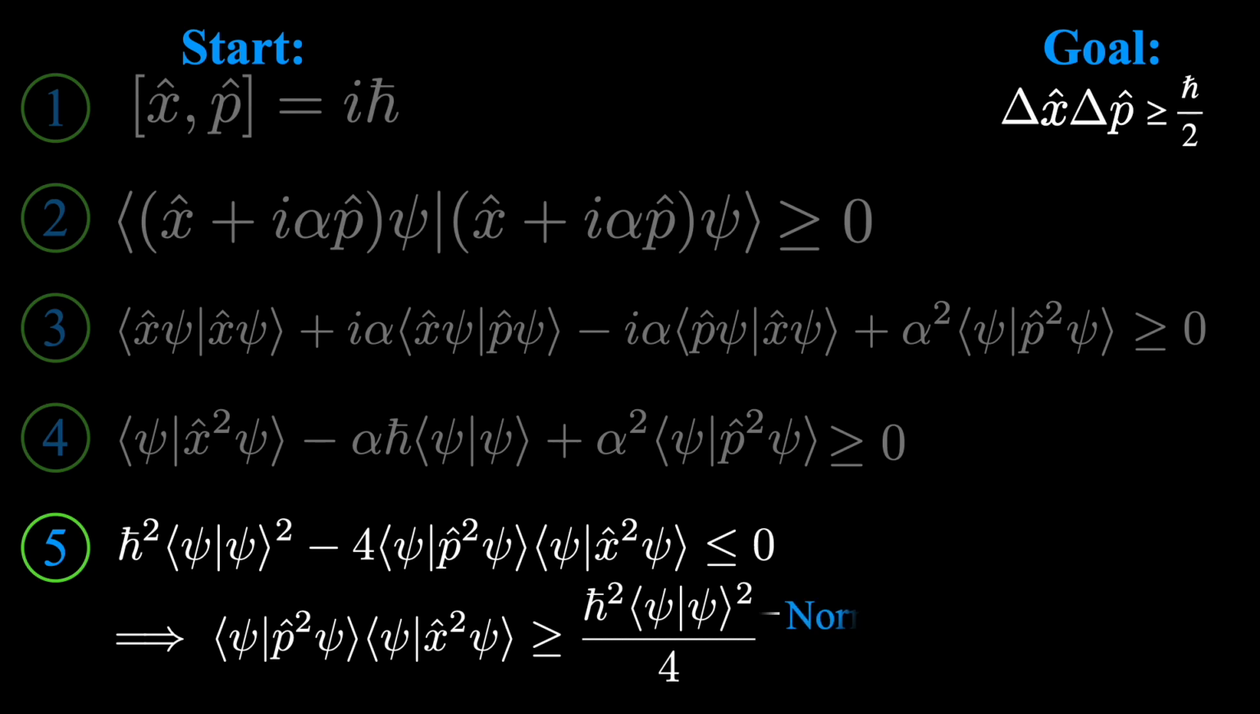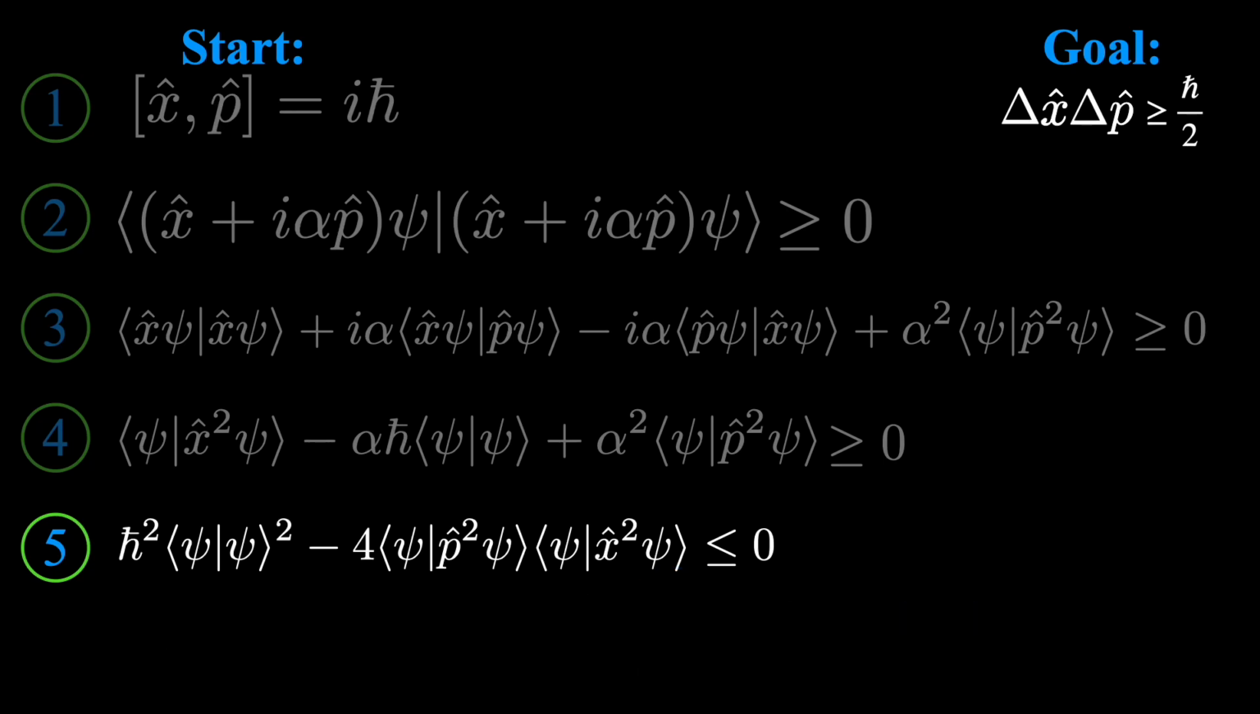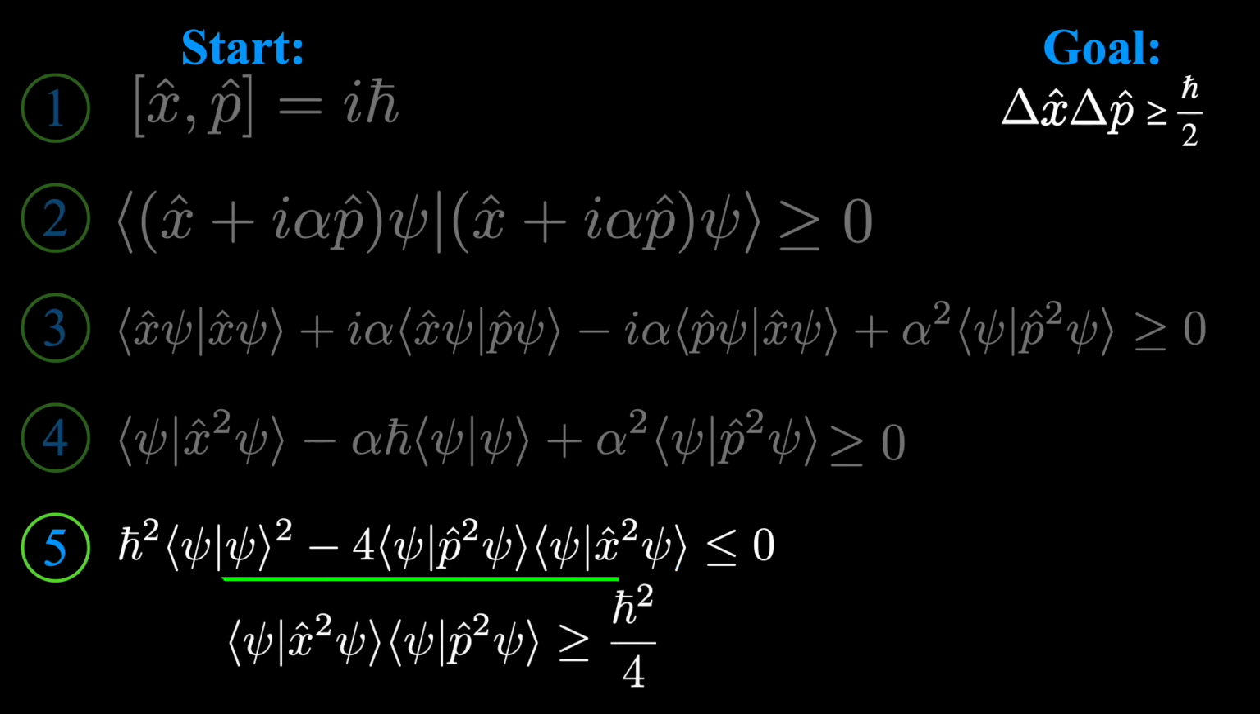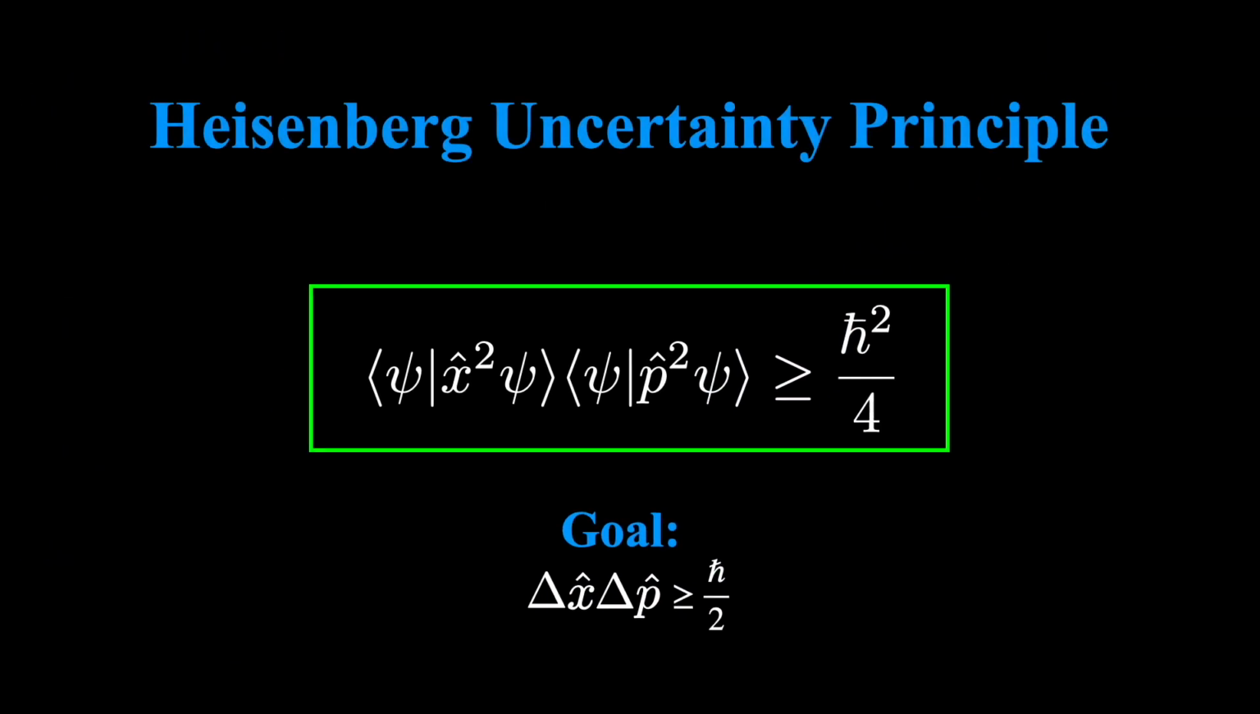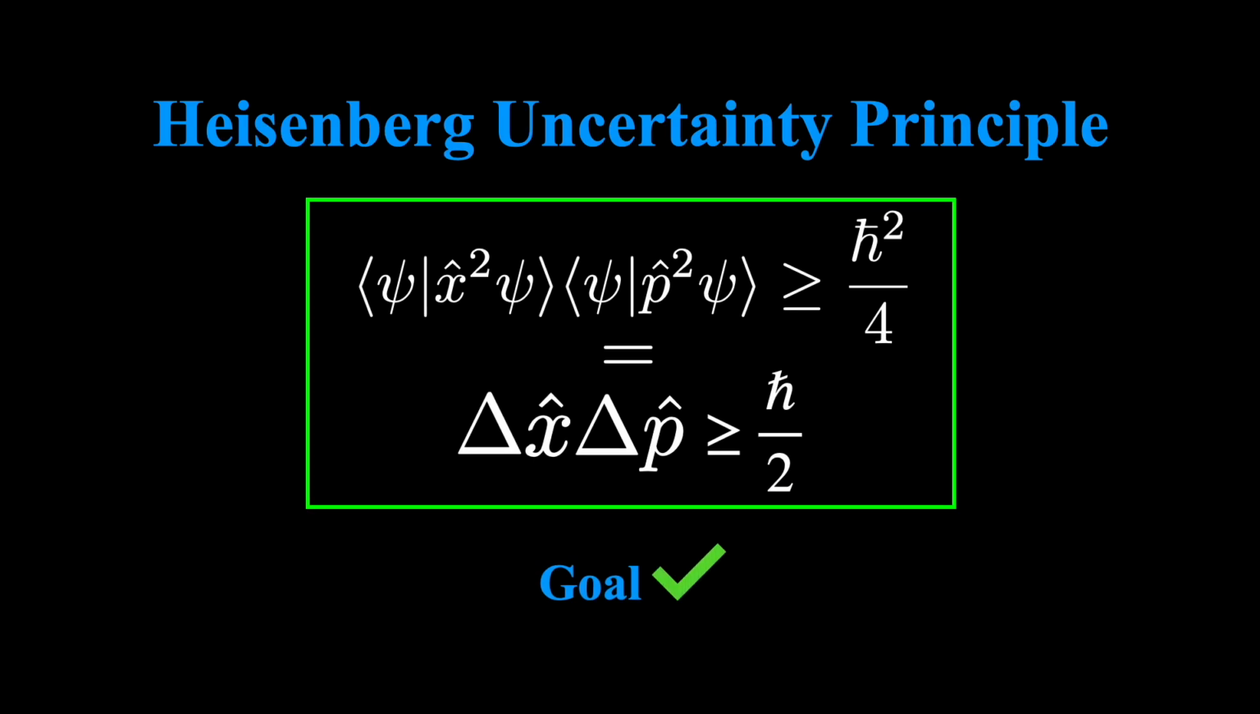Typically, our wave functions are normalized, so the inner product of psi with itself will be 1, and we arrive at our final expression, which is just the Heisenberg uncertainty principle, although in a slightly different form than you might be familiar with. But I assure you, they are equivalent.